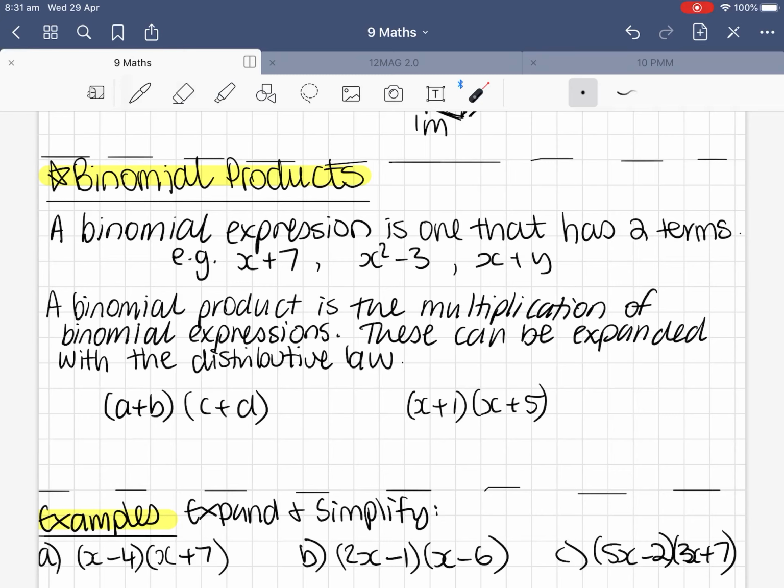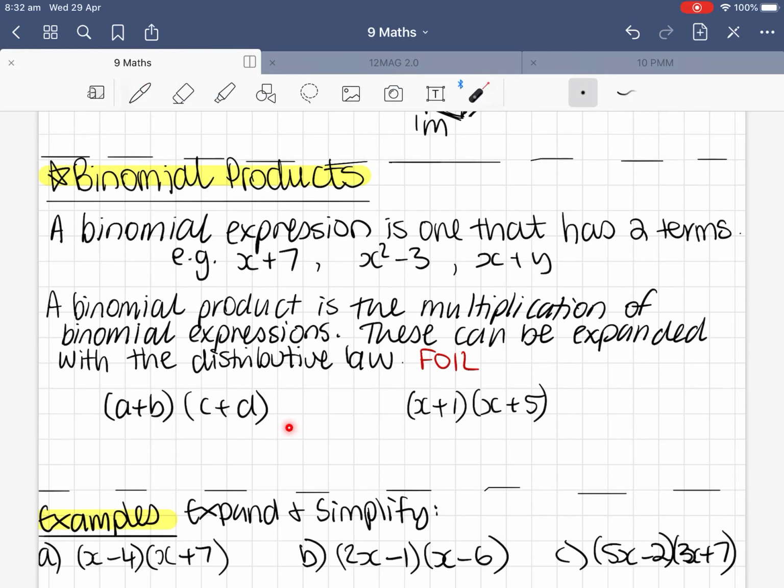A binomial product is the multiplication of binomial expressions. Okay, so product means multiplication, binomial. So a binomial product is the multiplication of binomial expressions. So if we see a binomial product such as this below, a plus b multiplied by c plus d, we can expand this with the distributive law. Now you might have called the distributive law FOIL. FOIL stands for first, inner, outer, last, and it's really just a nice way to remember the distributive law.